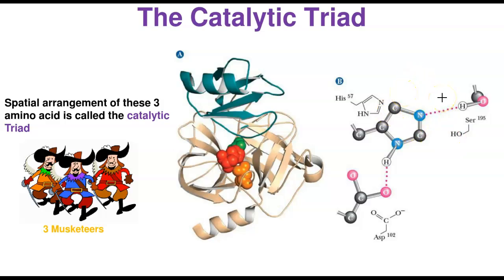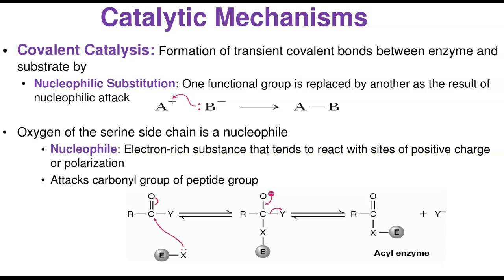So these three amino acids bring about this catalysis, and this is what you see in the three-dimensional image in a ribbon-like representation. However, I tell my students, I call this the three musketeers. So these three amino acids represent my three musketeers in making sure that this reaction takes place. So the special element of these three amino acids is called the catalytic triad. Or you can say the three catalytic musketeers, as you can see in my animation at this side.